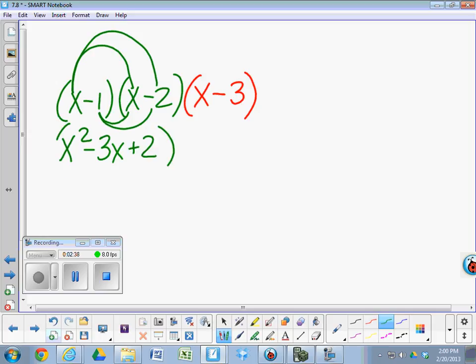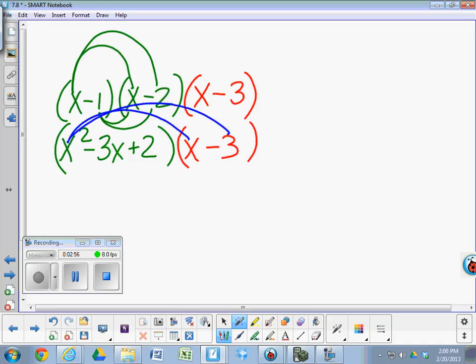Very good. So I FOILed the first two factors. Now I need to multiply them by x minus 3. This is kind of like a super FOIL. You don't just FOIL, you have to FOIL and then FOIL again. But this next part involves x squared times both of these. We've seen this before in this class. Hope you remember. Then negative 3x times both of these. And then finally, 2 times both of these.